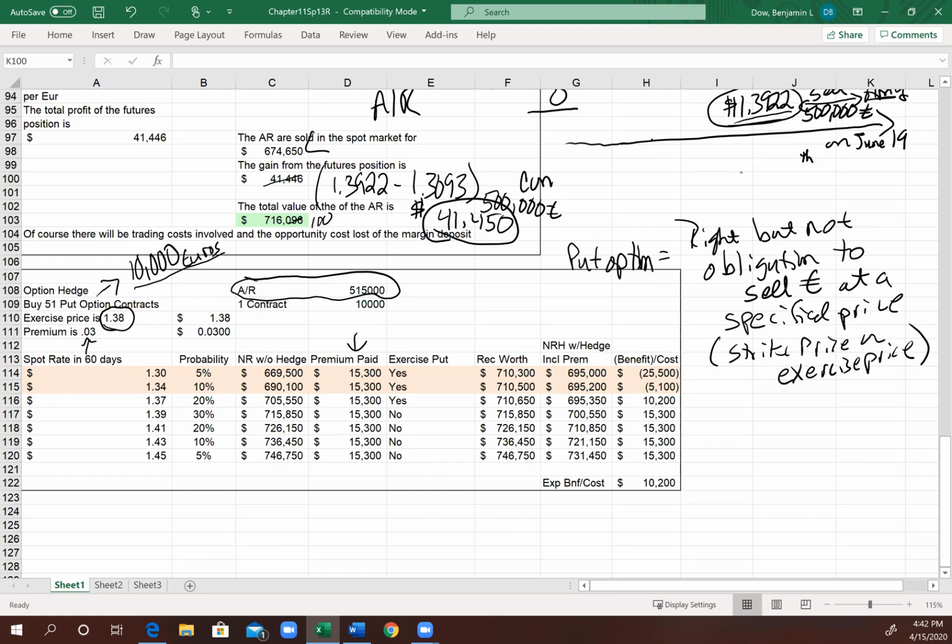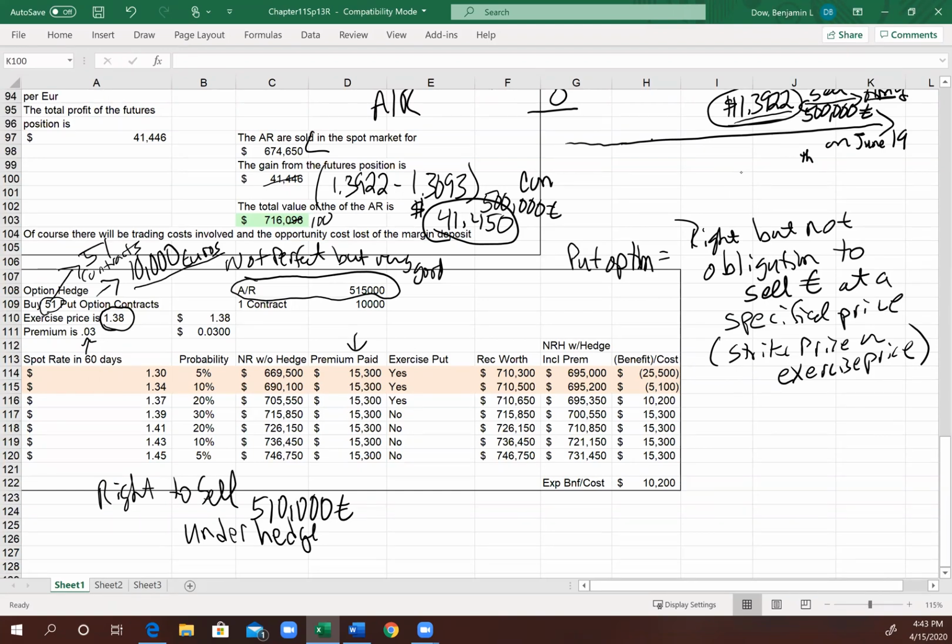So if we want to hedge 515,000 euros, again, not perfect, but good. We're going to buy 51 contracts. And that's going to give us the right to sell 510,000 euros. Even though we want to sell 515, we're going to under hedge. But we're not under hedging by very much. We're hedging most of the transaction.